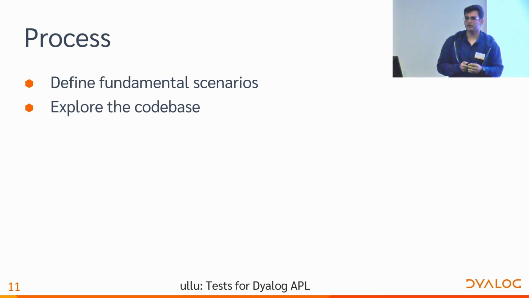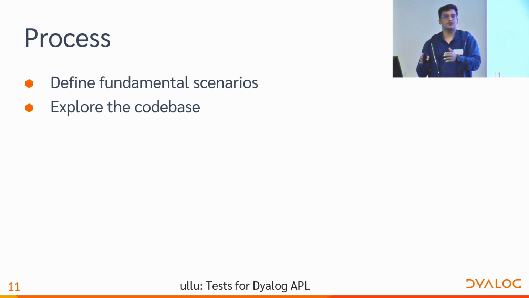Then we explore the code base. While writing the fundamental scenarios, we don't look at how the code was written, and we treat it as a black box so that we can think as an APL developer rather than an interpreter developer, and what an APL developer would do.